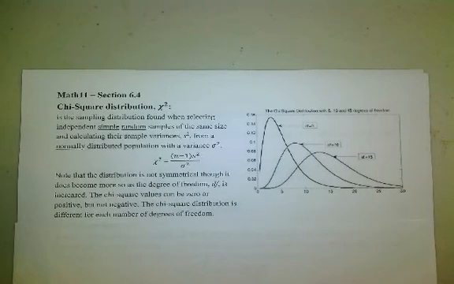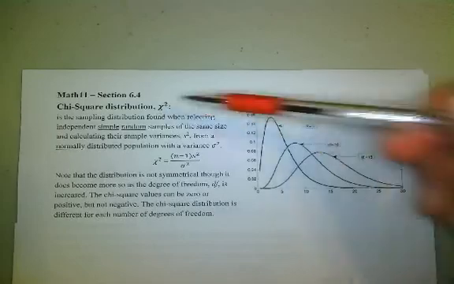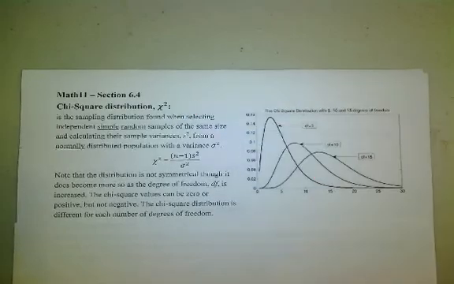So we have estimated confidence intervals for the mean and the proportion, and now we're going to do it for the standard deviation and variance. And we're going to use what's called a Chi-square distribution. This is another Greek letter. It's called chi, so Chi-square.